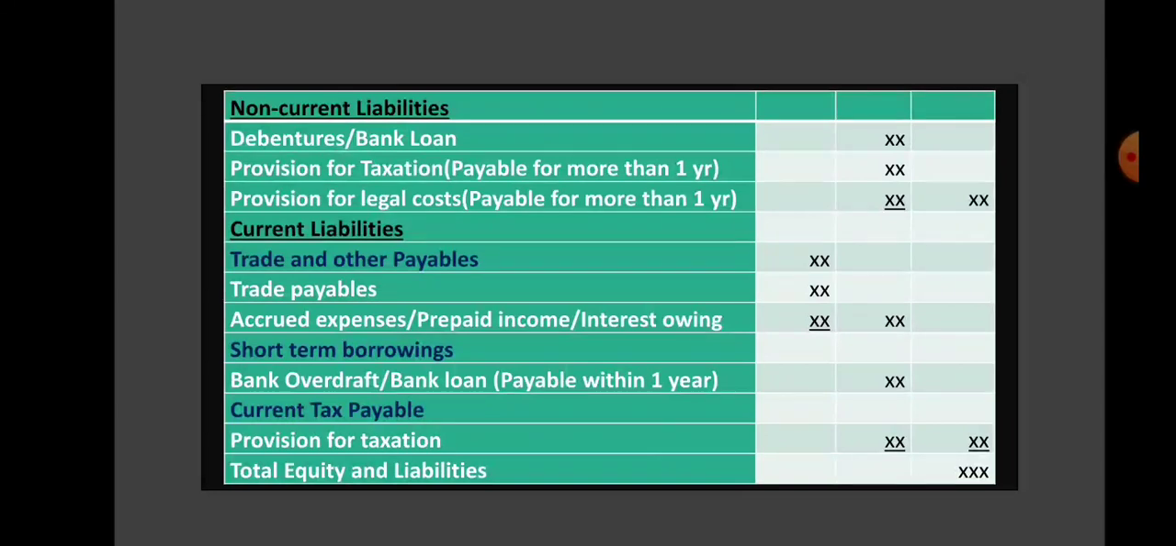And next is current tax payable. Current tax payable, as I told you, is the tax that we have to pay, the corporation tax. So it should be paid usually within 1 year, so mostly it should be shown as current liabilities under the heading current tax payable. And when we add these three current liabilities, you will be getting the total of current liabilities. And when we add the non-current liabilities with the current liabilities, we will be arriving at total equity and liabilities, which should be the same as total assets. Then your balance sheet would balance.